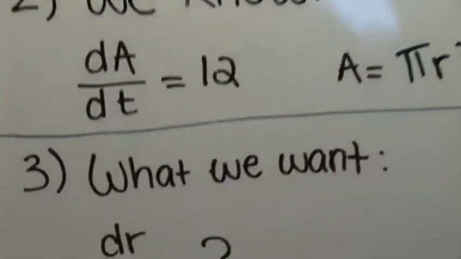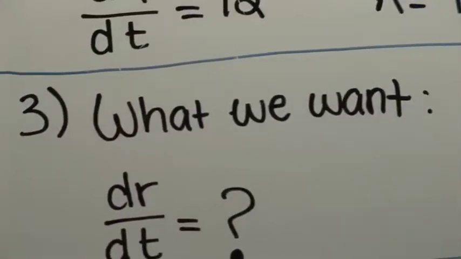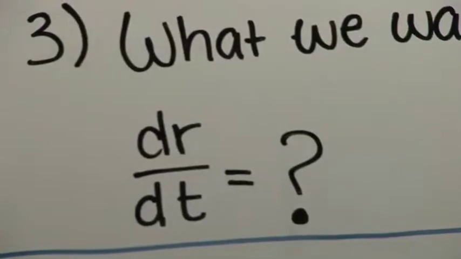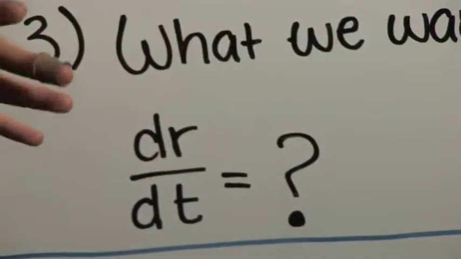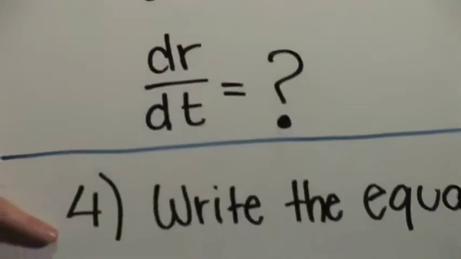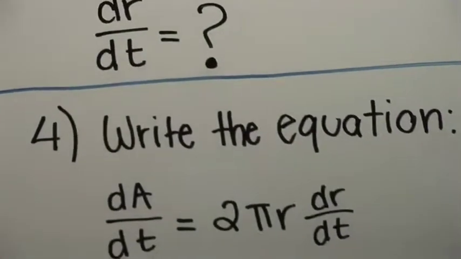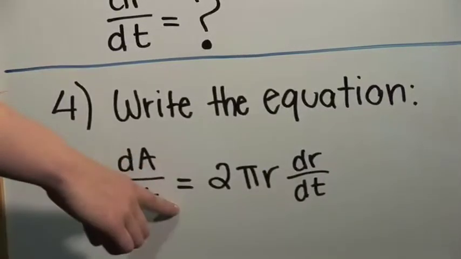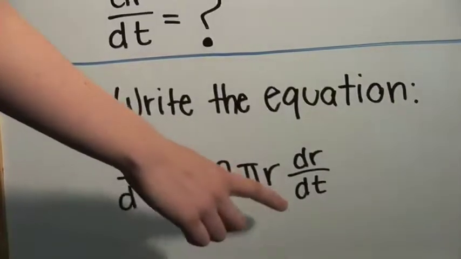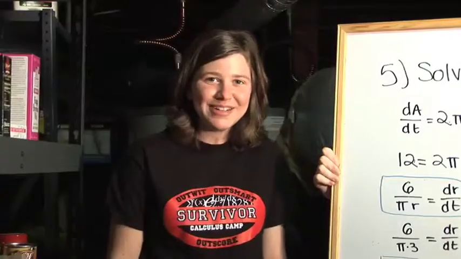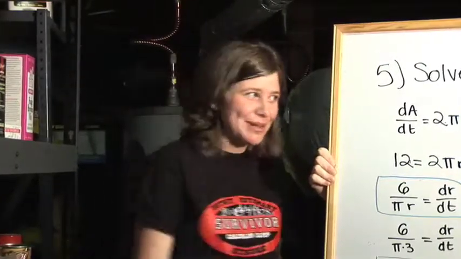Step 3, state what we want to know. What are we trying to find here? We're trying to find the rate at which the radius of the bacteria colony is changing with respect to time, which is dr/dt. Step 4, write the equation. So the equation is dA/dt equals 2 pi r times dr/dt, which is what we want to know. Let's move on to step 5, which is solving the problem.